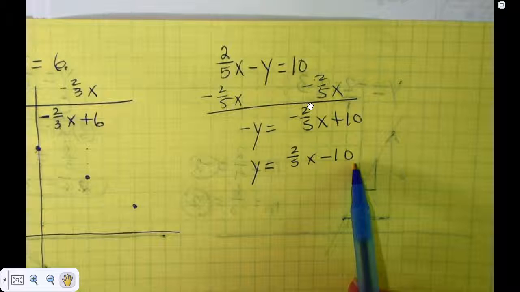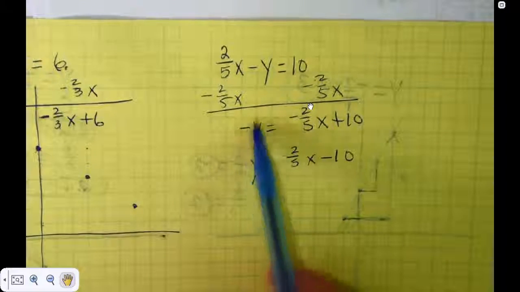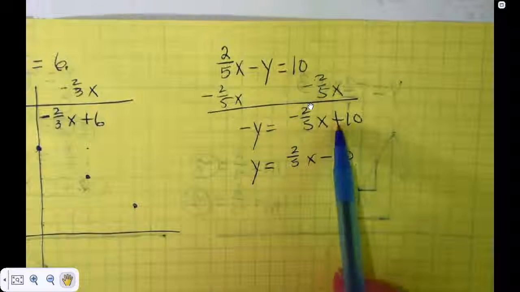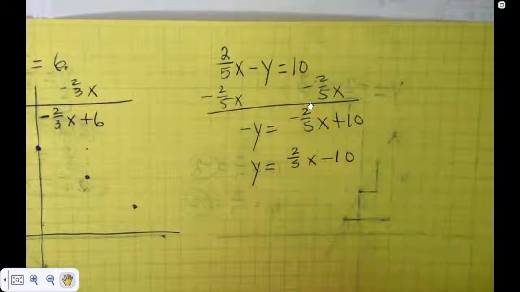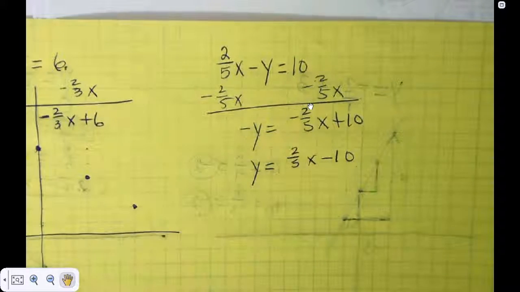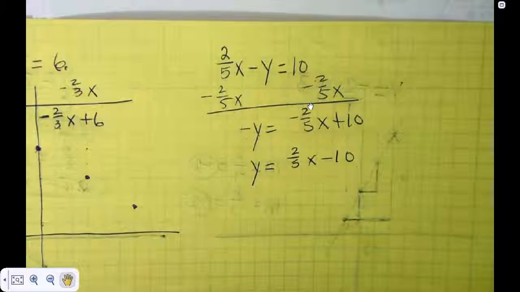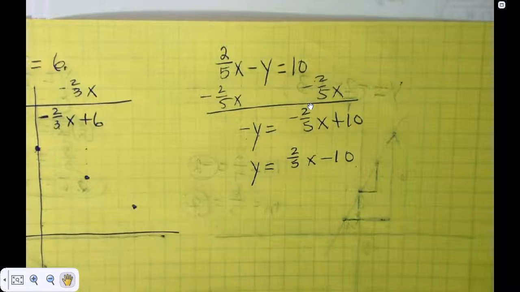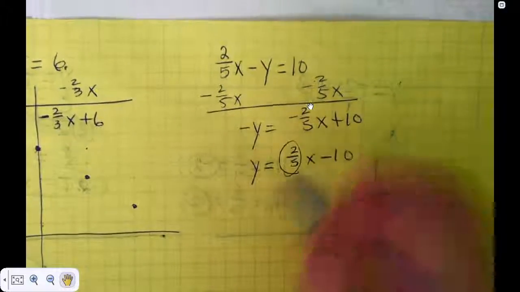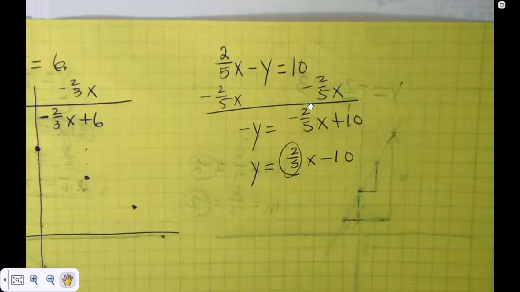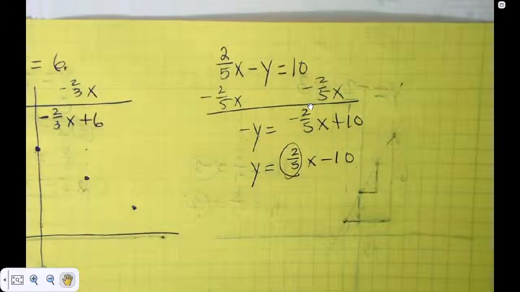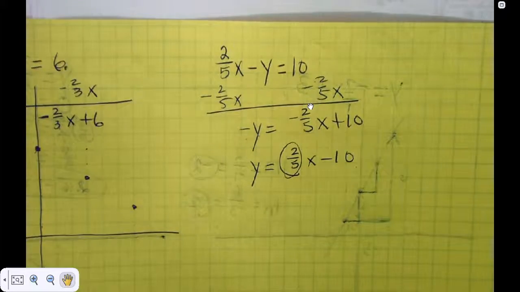Then, because you can't have negative y, you're going to divide by negative 1. So you're going to start at negative 10. You're going to run what? Run 5 up 2. Run 5 up 2. It's a positive slope. Is your slope coming up? Yes, it should be.